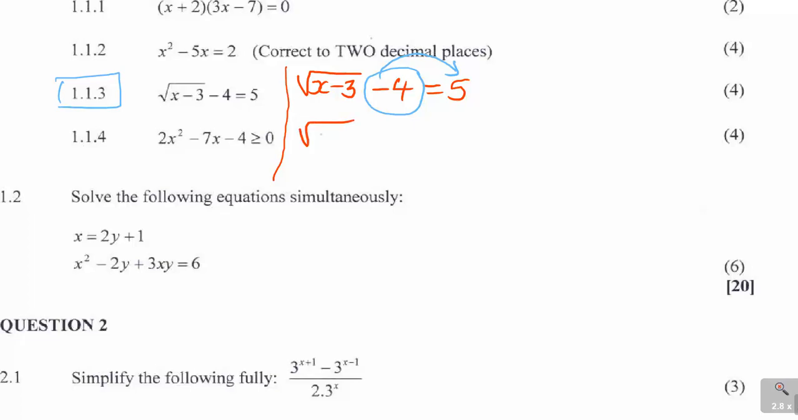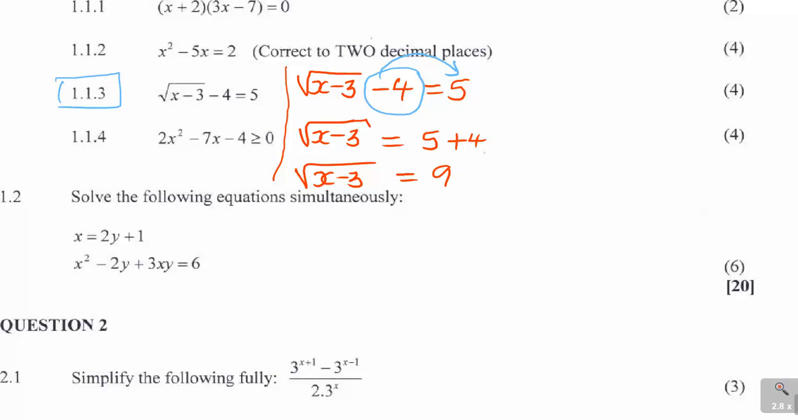So you'll have the square root of x minus 3 on this side is equal to 5. Now the negative 4 will become plus 4. That is the first important thing you need to do, such that you have got the square root of x minus 3 is equal to 9. So don't forget that.